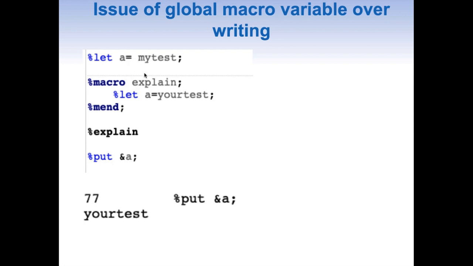So here the problem is we have two macro variables with the same name, and the scope of this macro variable is global whereas the scope of this macro variable is local. Whenever you have two macro variables with the same name, there is a problem. Now let us try to understand that problem.